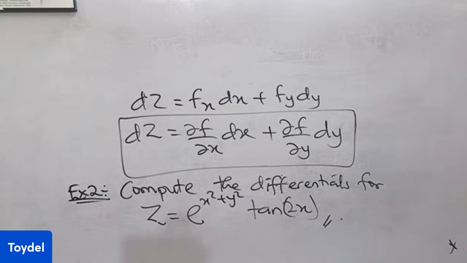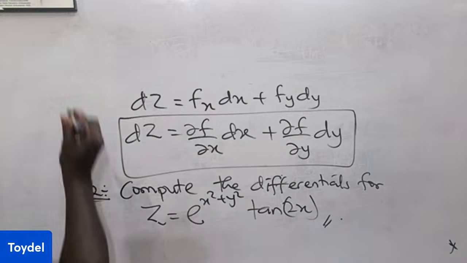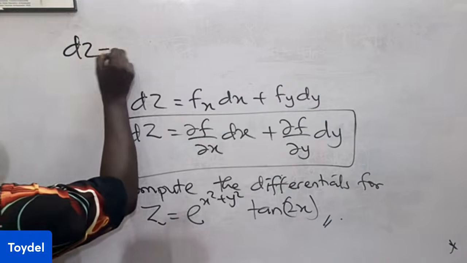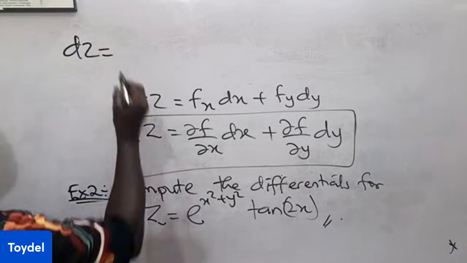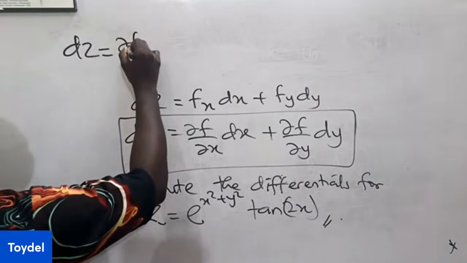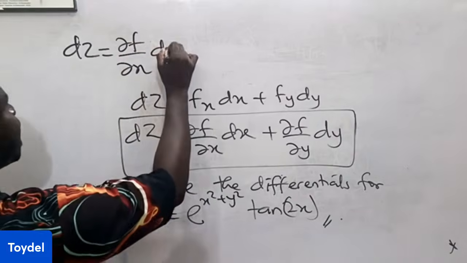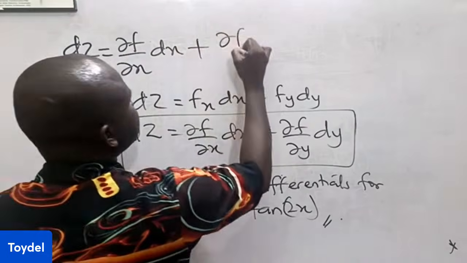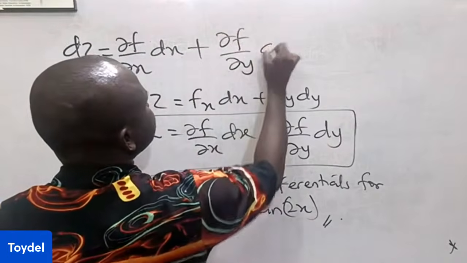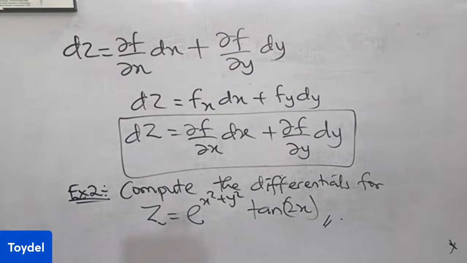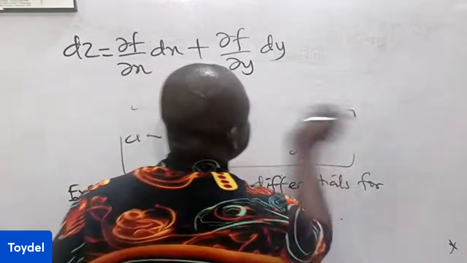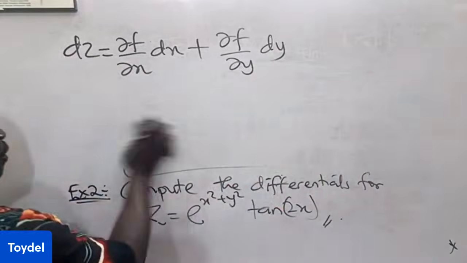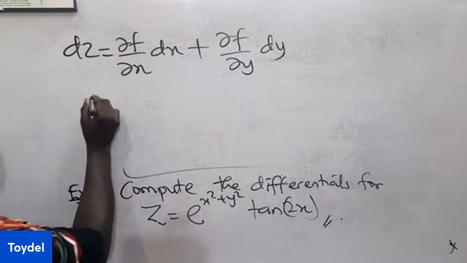So what are we going to get? Of course, there is z. We have to compute the differentials for this. It will be the partial derivative of f with respect to x, dx, plus the partial derivative of f with respect to y, dy. That's what we are going to get. So if that is the case, then we can go ahead and solve the problem.